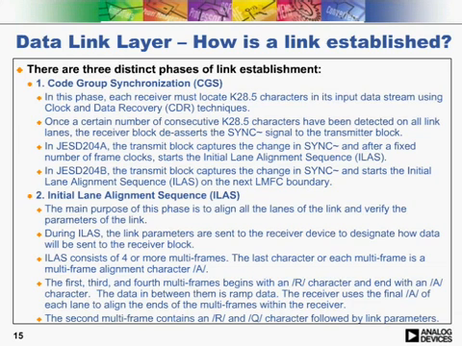The first, third, and fourth multiframes begin with an R control character and end with an A control character. The data in between them is ramp data. The receiver uses the final A control character of each lane to align the ends of the multiframes within the receiver. The second multiframe will then contain R and Q control characters followed by link parameters.